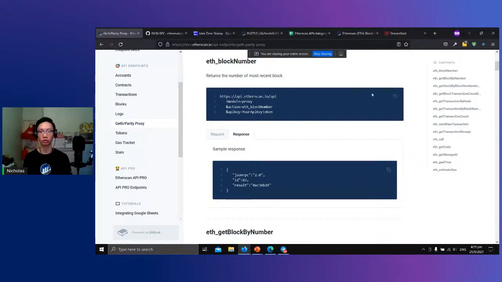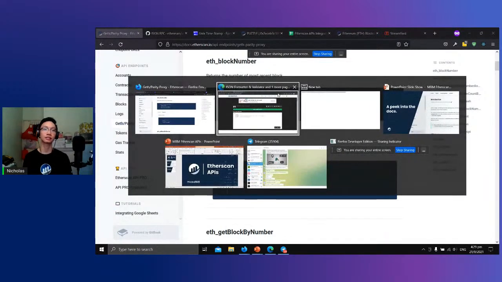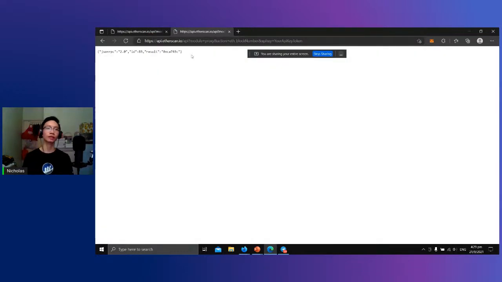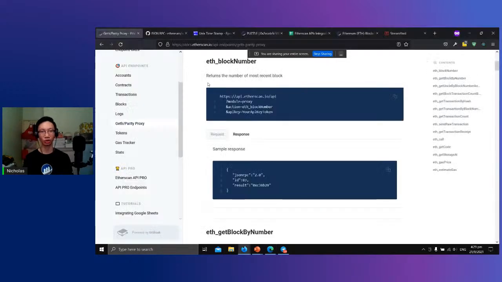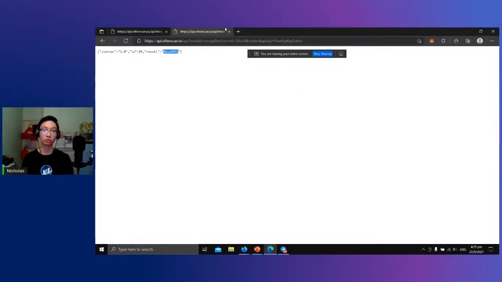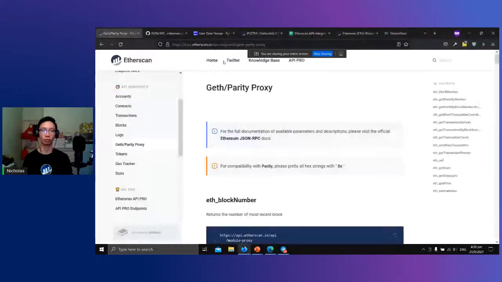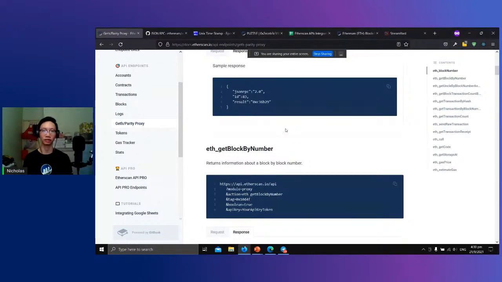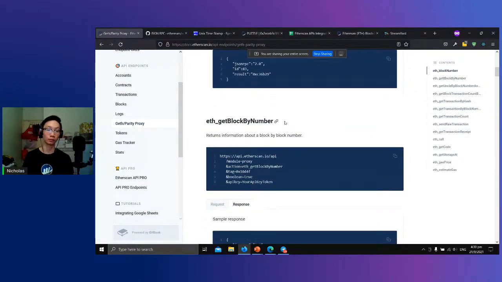So you can essentially copy one of these, and let's say we get the block number, go over to the browser, paste it, and we'll see the block number, which is currently in hex. Unfortunately, all the results returned by the Geth and Parity proxies are in hex, so you will have to convert this into a normal integer if you would like to see it that way. We support about 80% of the most commonly used JSON RPC methods.